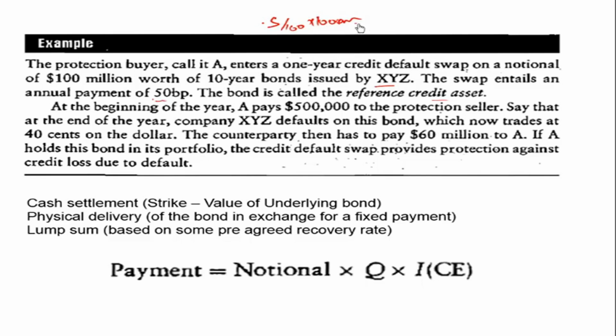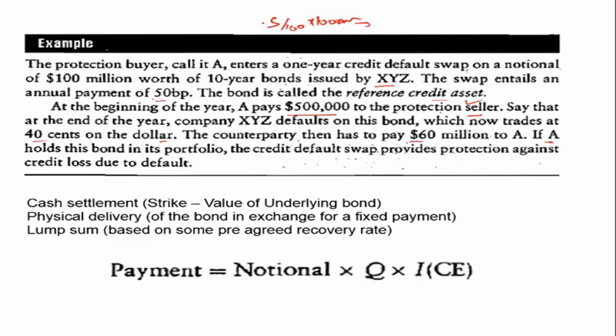That is the CDS spread that will have to be paid to the protection seller, which comes out to be $500,000. At the end of the year, if the company defaults on this bond and the bond now trades at 40 cents to the dollar, so it was worth $100 to begin with and is now trading at a 60% discount or only worth 40% of its value, the counterparty, that is the protection seller, then has to pay $60 million to A.